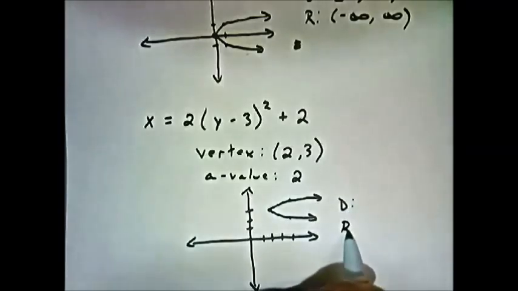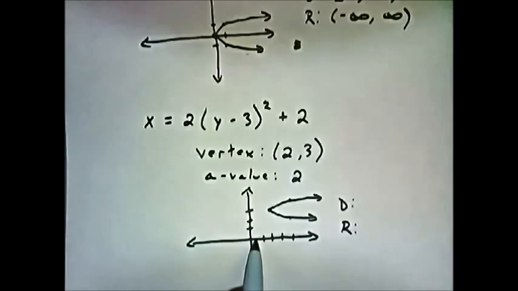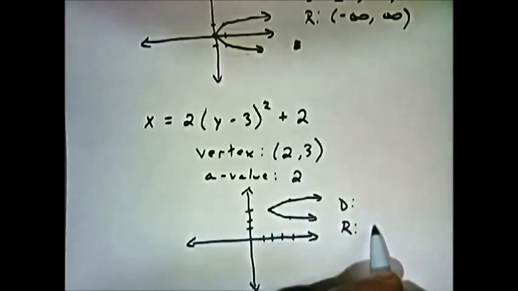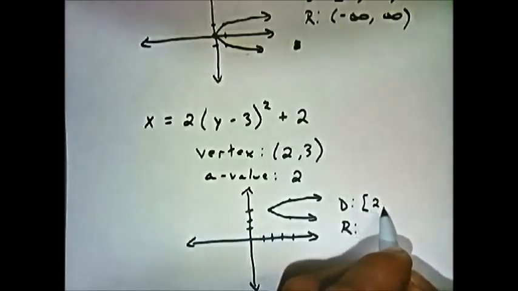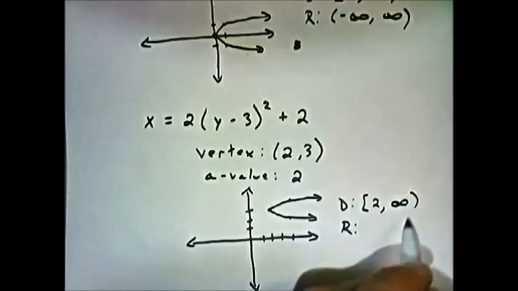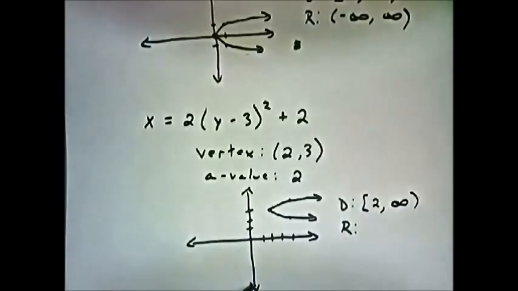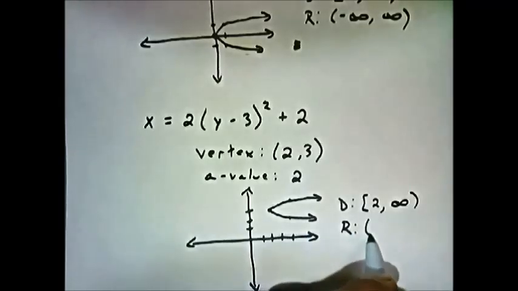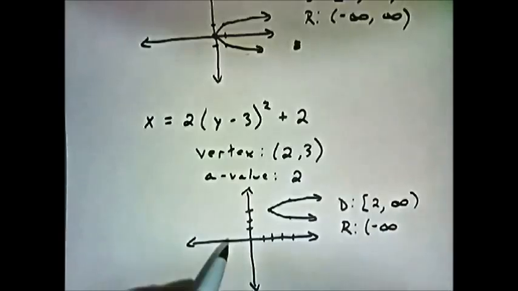Our domain and our range. Our domain starts at 2. We don't have anything out here in the x values. So we start at 2 and we go to infinity. The range, we can come down here at negative infinity. We could continually go out. Since this continually drops, it's going to eventually come down to negative infinity. So our range is negative infinity.